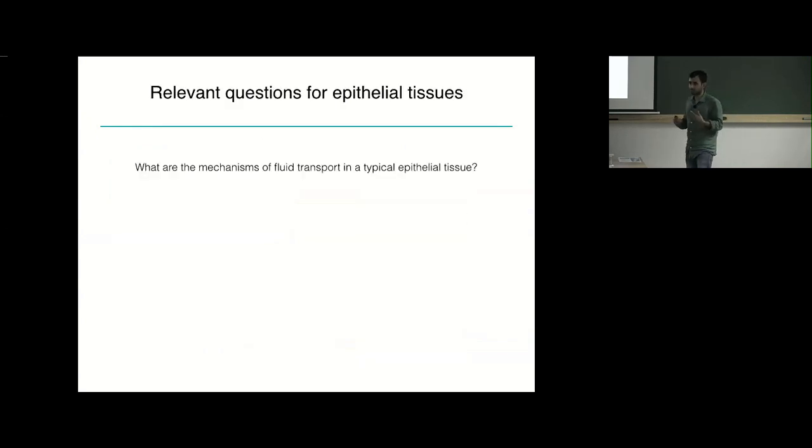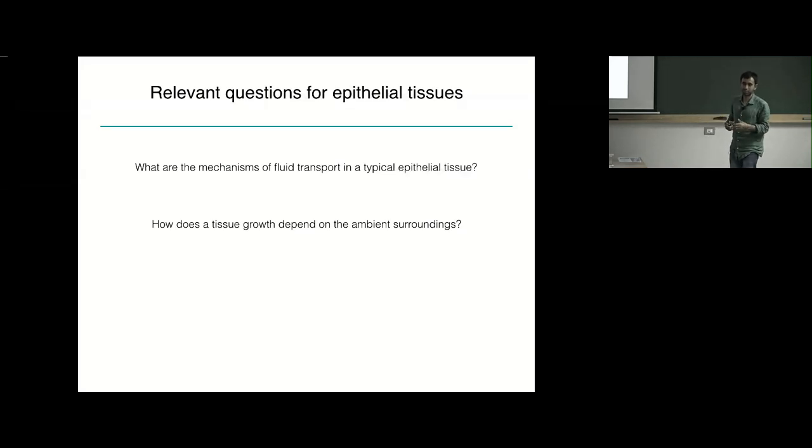So what are the relevant questions one can ask for epithelial tissues? One of the questions is how to describe the fluid transport phenomena using a theoretical framework for tissues. Another question is how does the tissue growth depend on the ambient surroundings? Like if you have fluid or any kind of other materials outside, how does it affect the tissue growth? And also how do external fields like electric field or magnetic field regulate the tissue growth properties? So these are the questions we'll try to answer in our model.